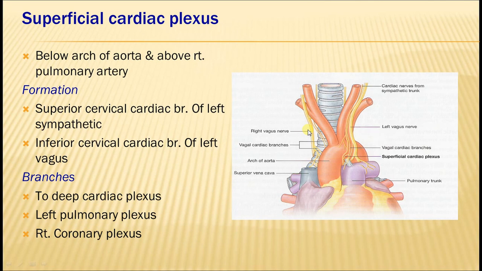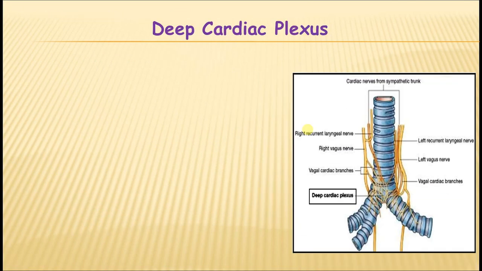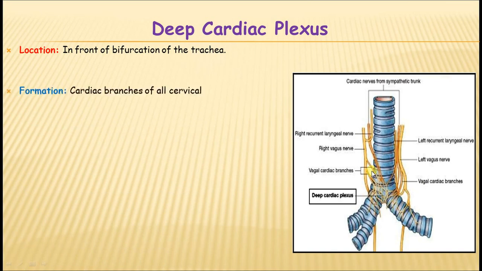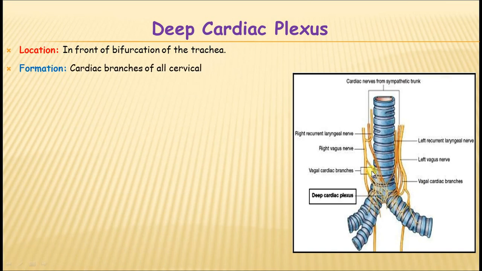So actually the superficial cardiac plexus, the thoracic part of the sympathetic chain is not giving any contribution. Coming to the deep cardiac plexus, it is seen at the bifurcation of the trachea. So in front of the bifurcation of the trachea, you are able to see the deep cardiac plexus. It is mainly formed by cardiac branches of the cervical sympathetic chain, except the left superior, upper cervical cardiac branch, which is given to the superficial cardiac plexus.